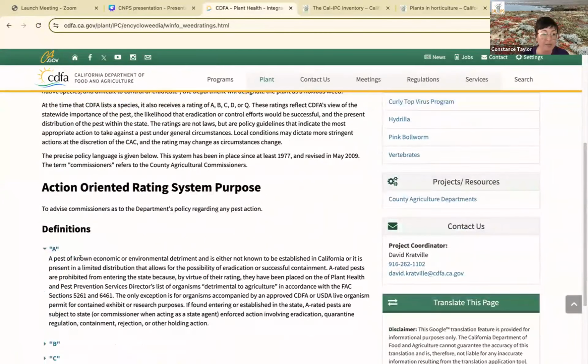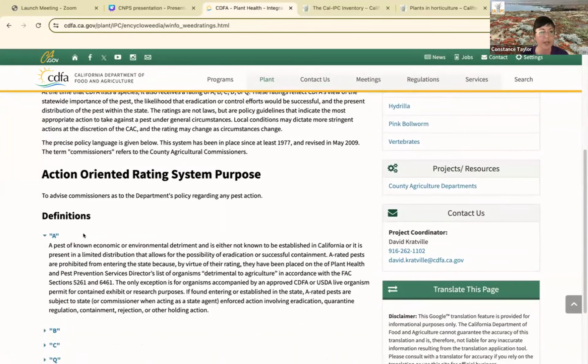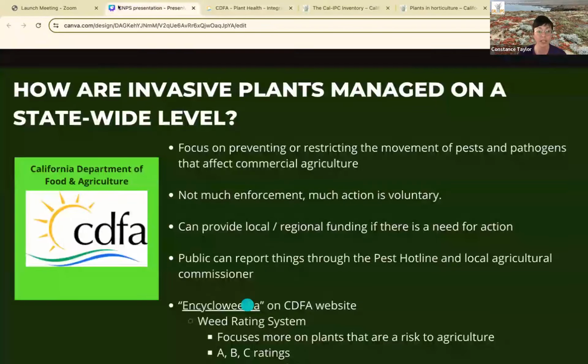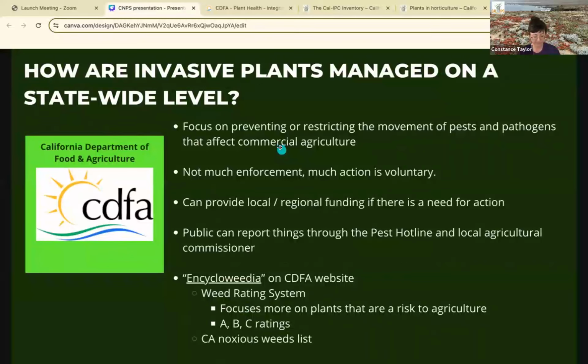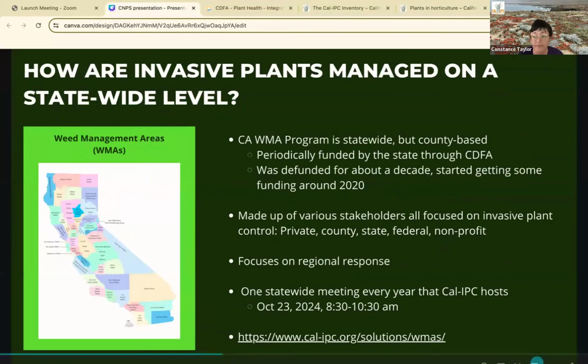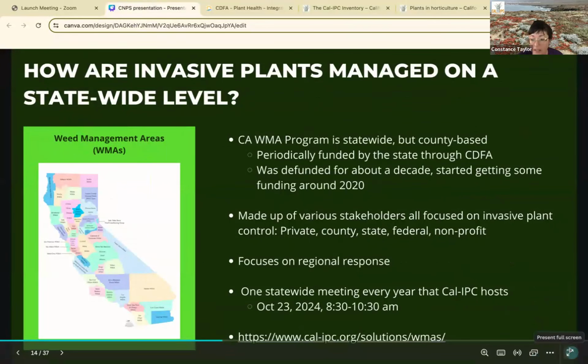A is a pest of known economic or environmental detriment and is either not known to be established in California or present in limited distribution, etc. And then B and C are down there as well. So that's a great resource just to get started. And let's see if I can get that back to full screen.